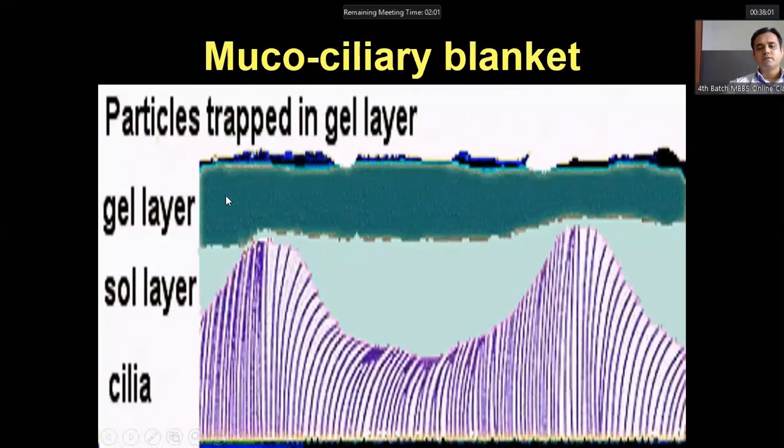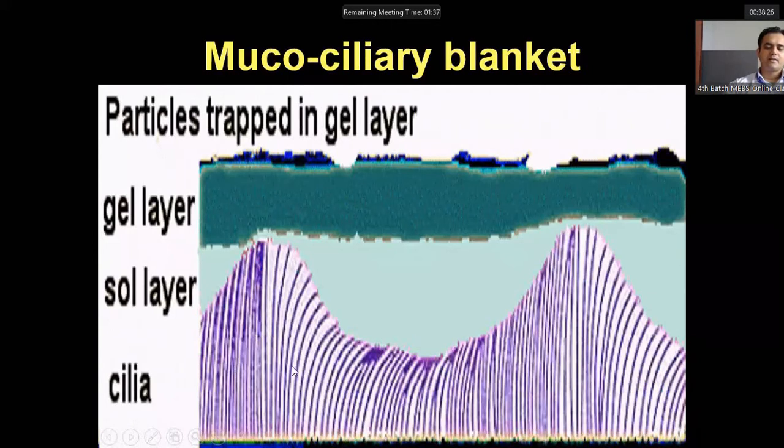Look here. This is the gel layer, and this is the sol layer, and in the sol layer there are cilia. Now you may have a question: why does it move back? Why isn't there stasis? The answer is that the cilia beat backwards. That is why it is taken back.